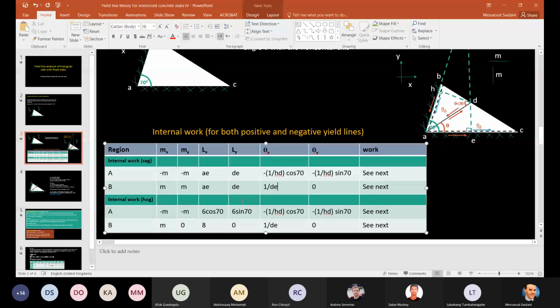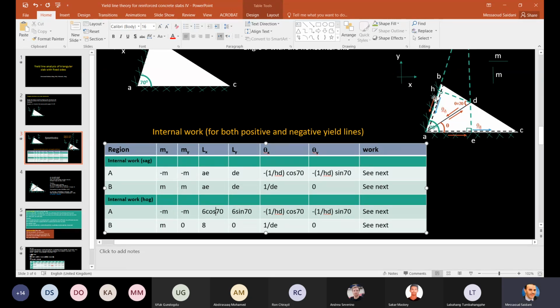Now let's look at the hogging. Now we're looking at this here. So region A, we're starting here, and we are looking at this edge, this side here. So this is the vector. Projected on the x-axis it's minus m. Projected on the y-axis, it's down, so it's also minus m.